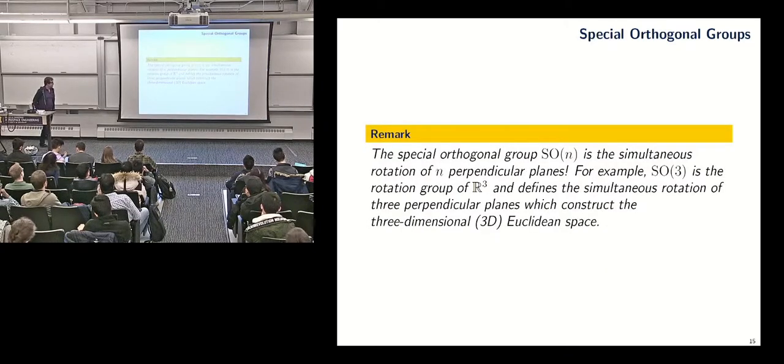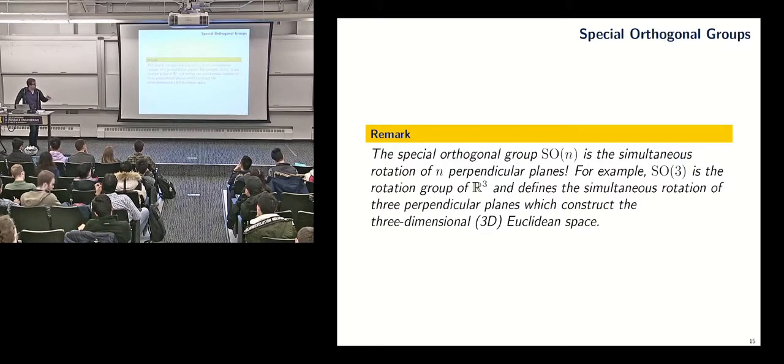So, the special orthogonal group is just rotation about these perpendicular planes. A way you can think about it is in SO2, this is just rotations of the plane. It's just turning clockwise or counterclockwise. SO3 is rotation about yaw, pitch, and roll. So in SO2 you can only rotate in one dimension, so it's a one-dimensional thing. In SO3, you have yaw, pitch, and roll, so you can rotate in 3 different ways, so it's 3-dimensional.